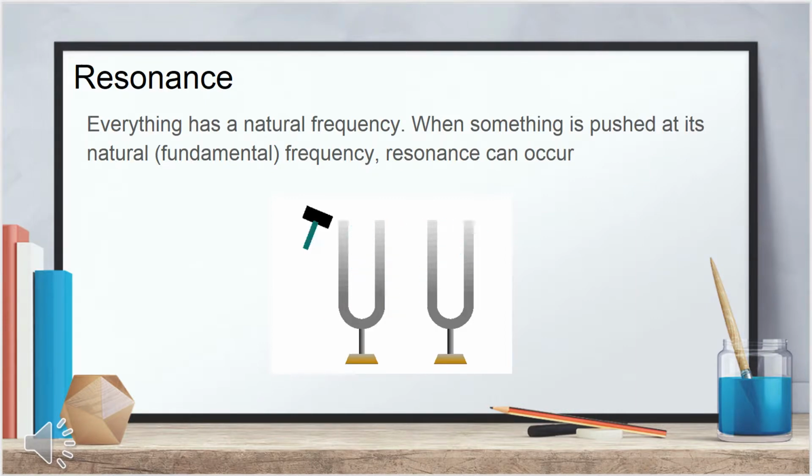Everything has a natural frequency. When something is pushed at its natural or fundamental frequency, resonance can occur. This can lead to a good thing, such as musical instruments or tuning a radio, or bad things such as bridges collapsing and glasses shattering.